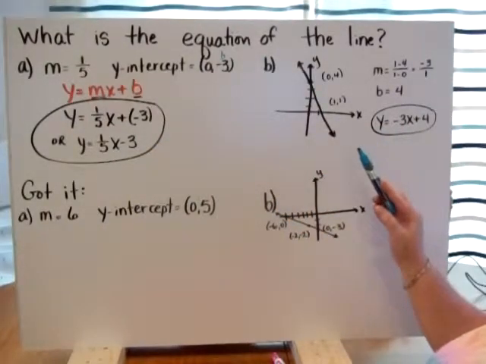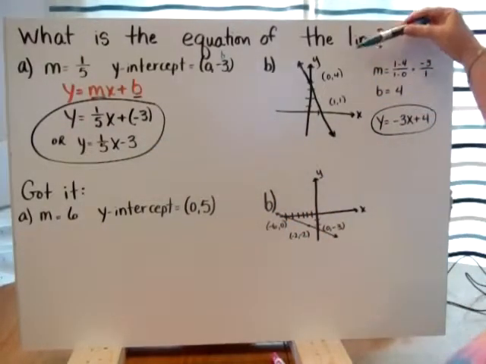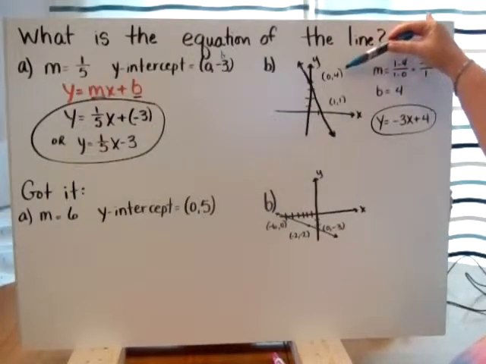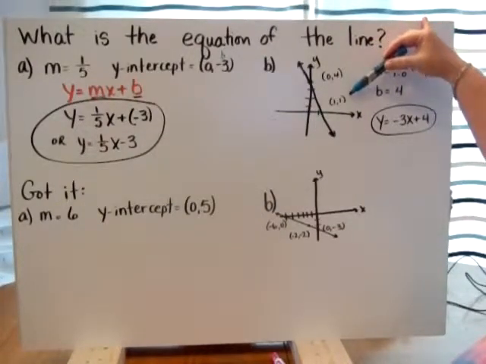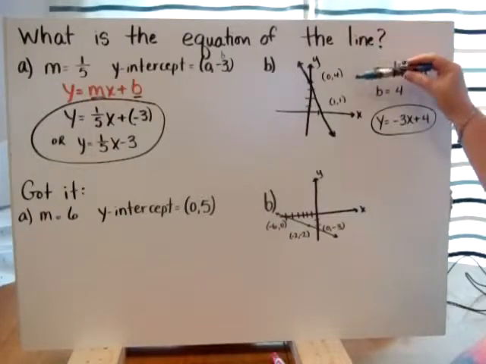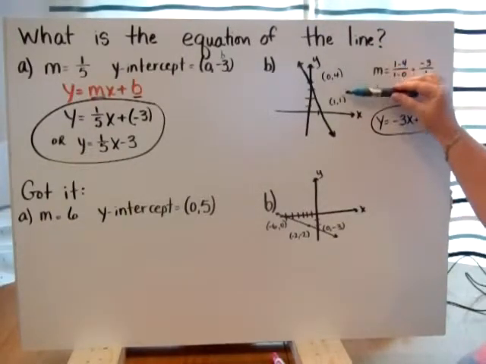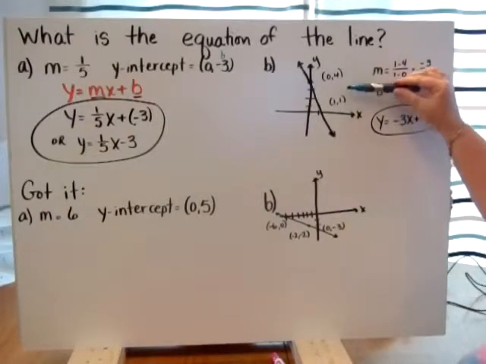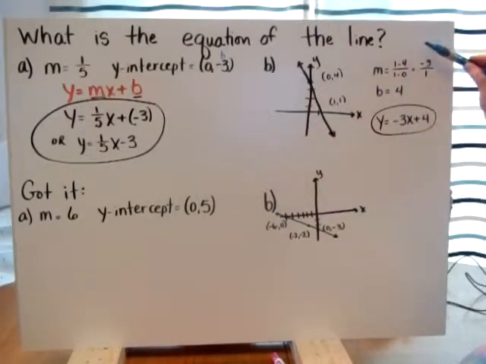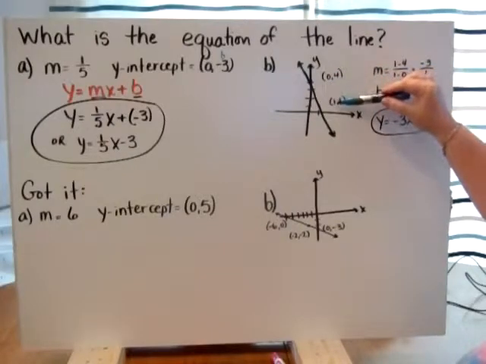In this problem, we're given a graph, and from this graph we can see two points that are on the line, the point (0, 4) and the point (1, 1). Just as we did earlier in this video, we can subtract those to find the slope, so we have 4 minus 1 over 0 minus 1.